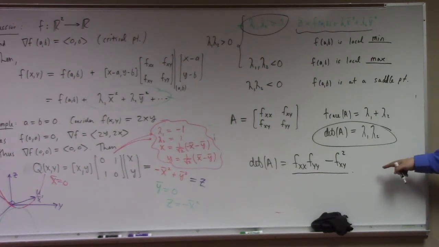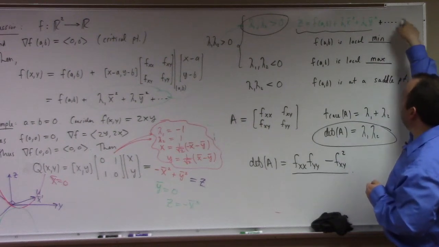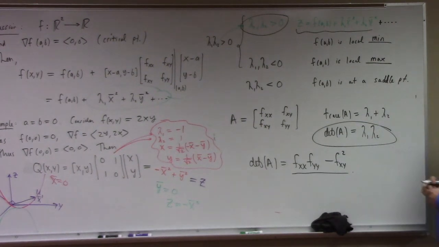If this is 0, then we can't judge min or max by looking at the Hessian, because the power series may be non-trivial higher up, and that matters. The things I haven't written beyond here, there is a plus dot dot dot. It's third or fourth or fifth order, which is even smaller close to the critical point. So since we're looking at local min or max, it doesn't matter.